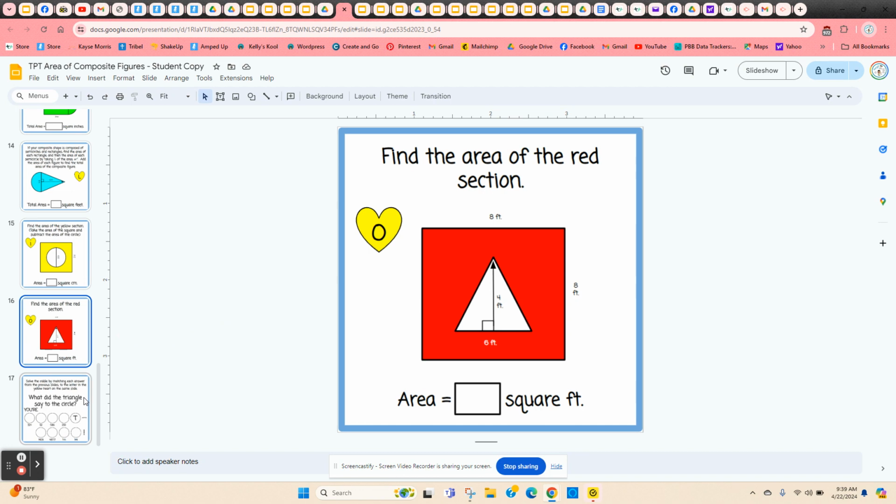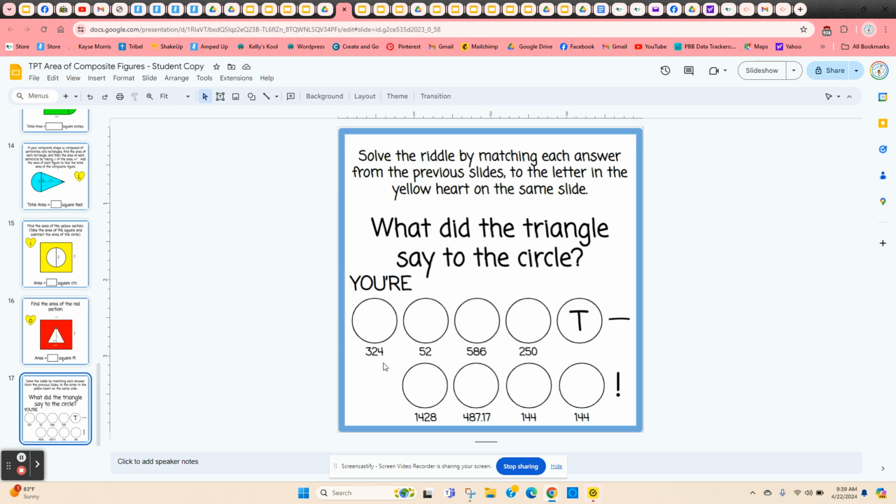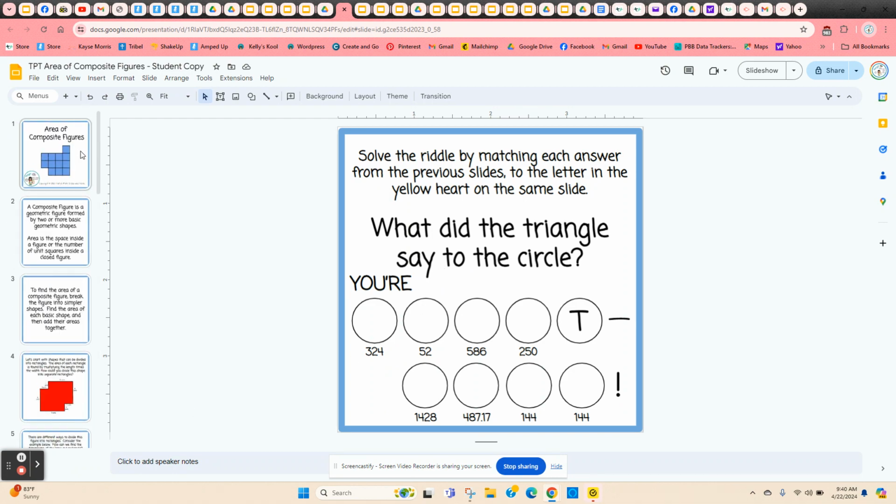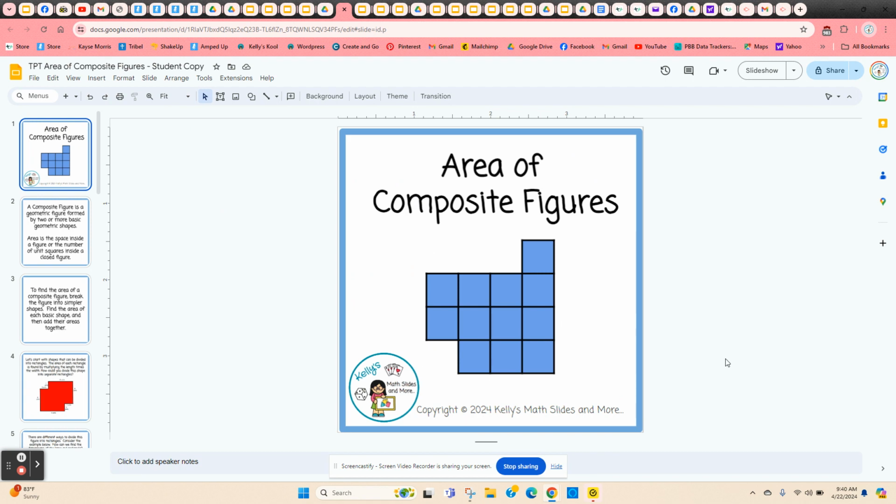Now, when they get down to this final slide, these should be all of the answers that they have from the previous slides. So they can check these. And it has a riddle, what did the triangle say to the circle? So they're going to go back through the previous slides, find these answers, and they're going to type in the letter that was in the yellow heart. If this is done correctly, it will solve the riddle. So this is a digital lesson, area of composite figures.